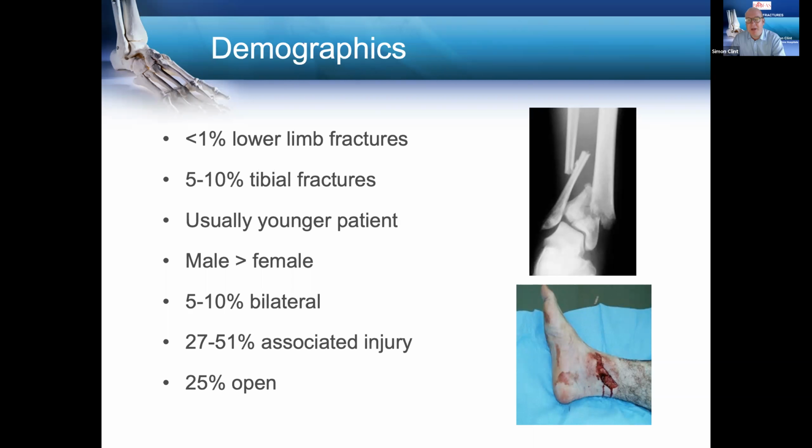About 1 in 10, 1 in 20 are bilateral, but really noticeable is a quarter are open, and between a quarter and a half has some other significant injury, whether musculoskeletal or not. And that really just tells you that these are high energy injuries.